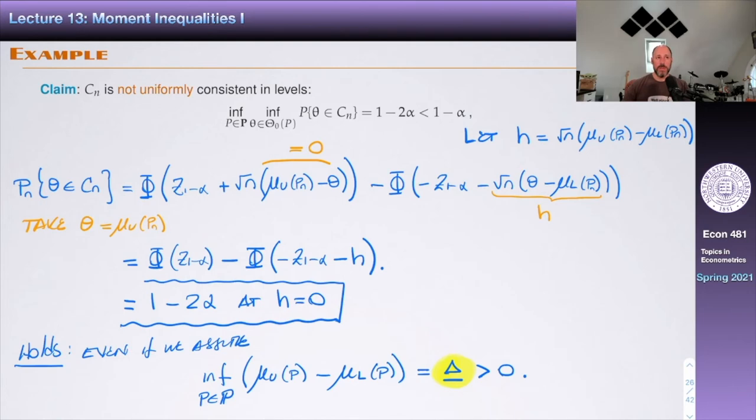And so then you just see that this construction is not going to give you what you want. In this case, it's just giving you, say, α percent less. So if you want a 90% confidence region, you're going to cover 80% of the time.